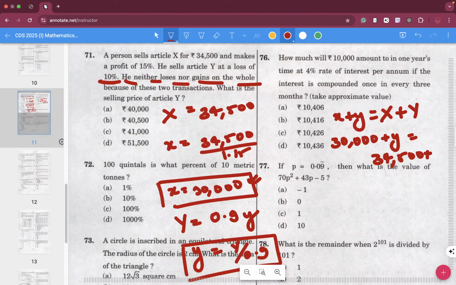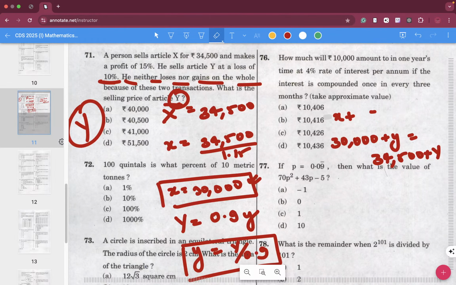34,500 plus capital Y over here, right? Now what they are asking is: what is the selling price of capital Y? So they are asking basically what is the value of capital Y. If we solve for this, you get this equation over here, right?